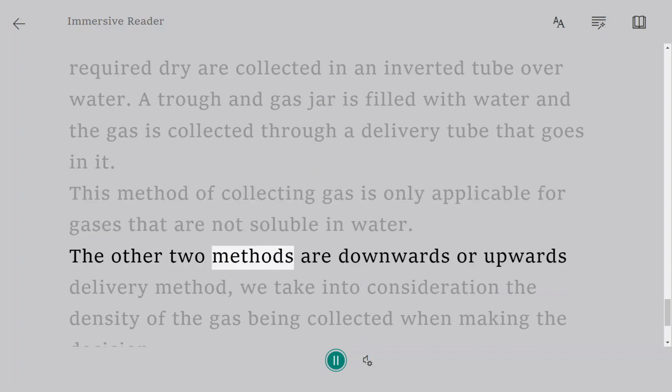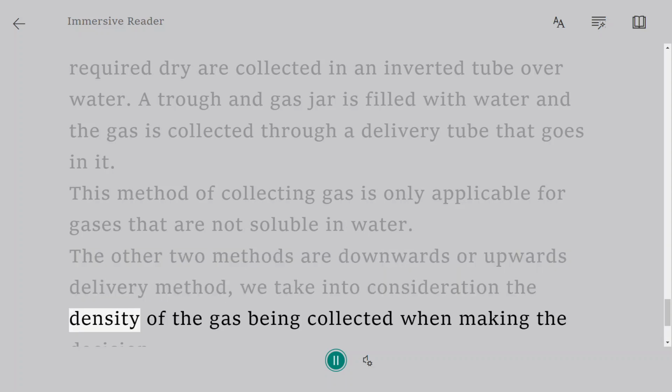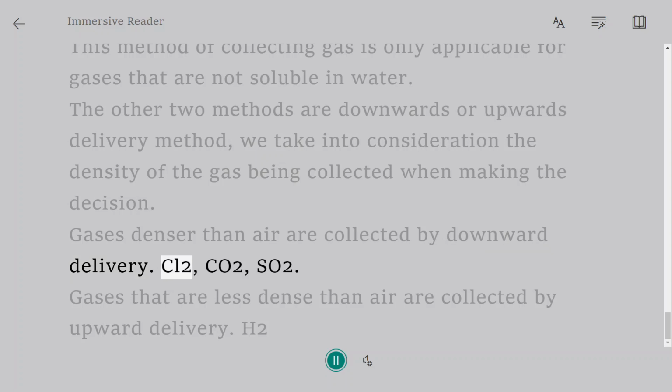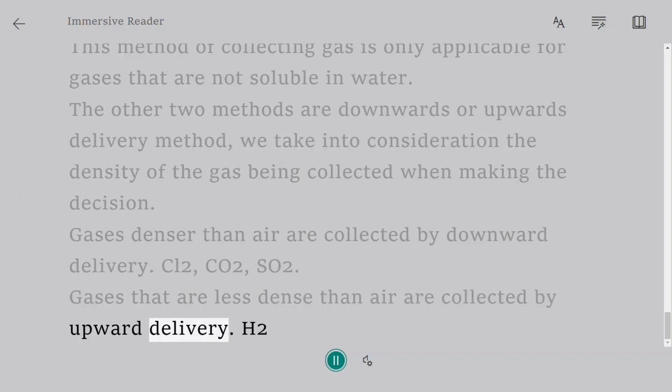The other two methods are downward or upward delivery. We take into consideration the density of the gas being collected when making the decision. Gases denser than air are collected by downward delivery: Cl2, CO2, SO2. Gases that are less dense than air are collected by upward delivery: H2.